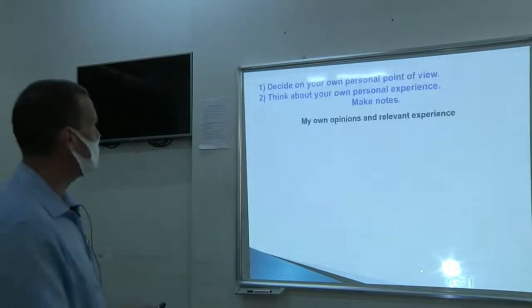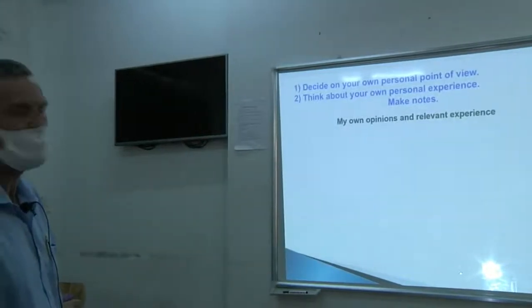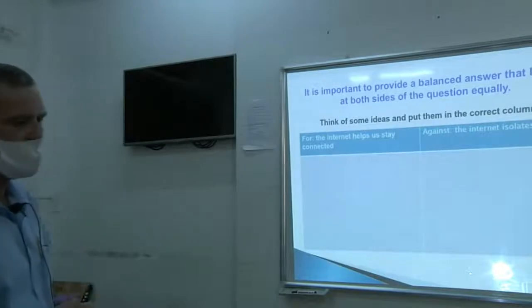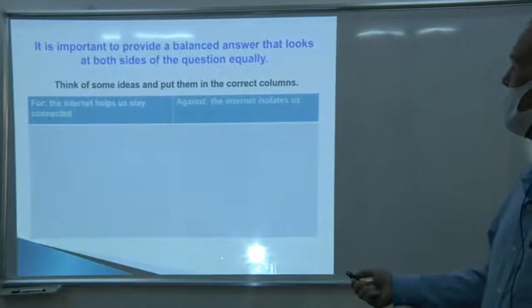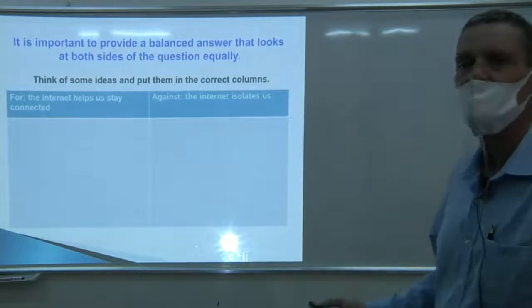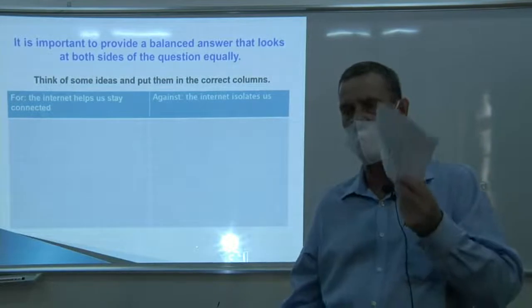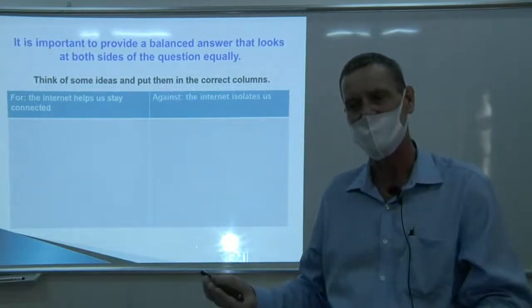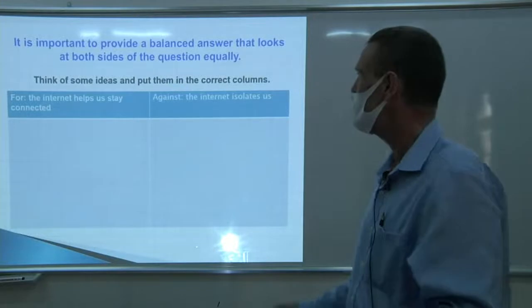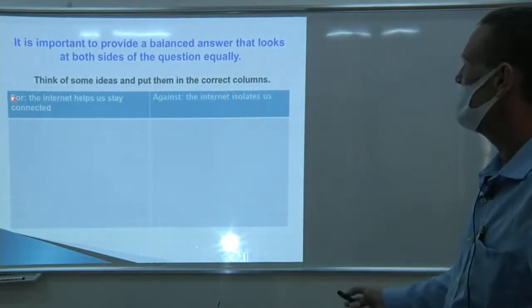Very good. I want to finish up with, we have the first activity where we write down our opinions and relevant experience if we want. But this is an important chart. This is going to help you before you write your outline. We need to provide a balanced answer that looks at both sides of the question equally. A balanced answer. If we have all the reasons for and only one reason against, that's not balanced. They're looking for about 50-50. So we need to think of some ideas and put them in the correct columns.